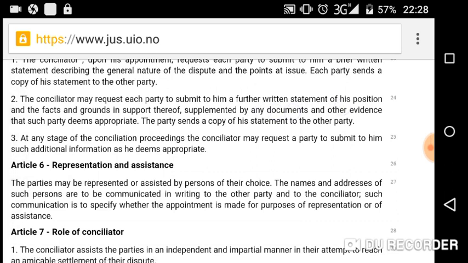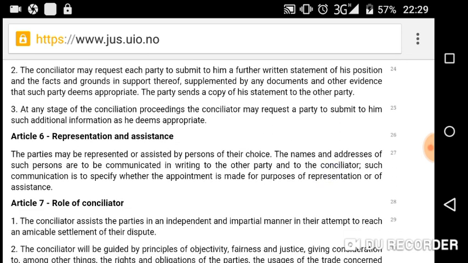Evidence and other documents that the party deems appropriate may be submitted. The party sends a copy of the statement to the other party. Then three, at any stage of the conciliation proceeding, the conciliator may request a party to submit to him such additional information as he deems fit.